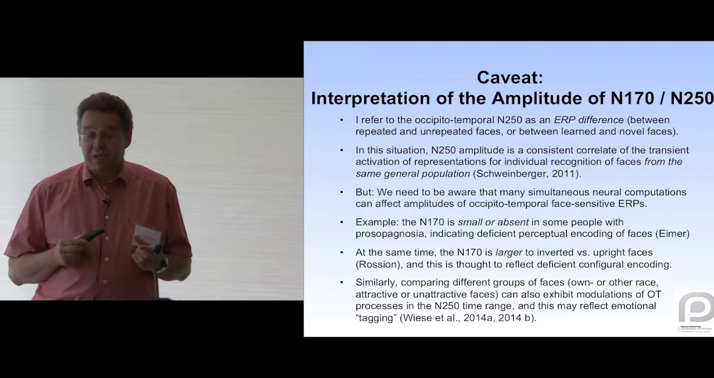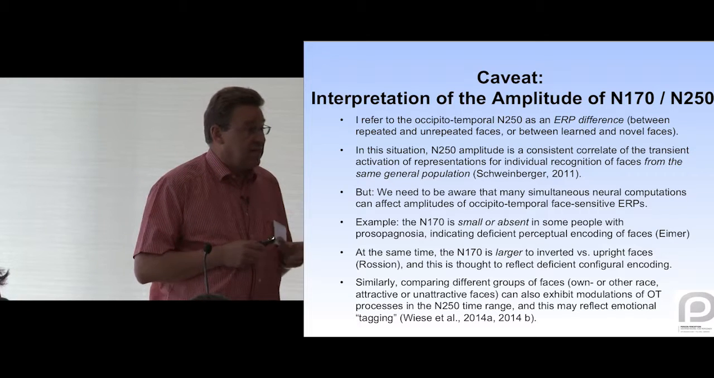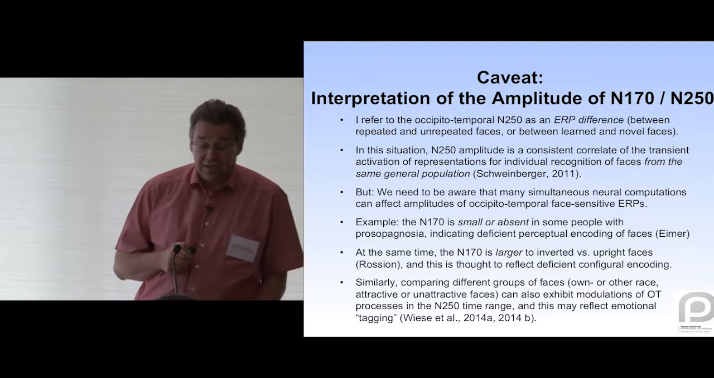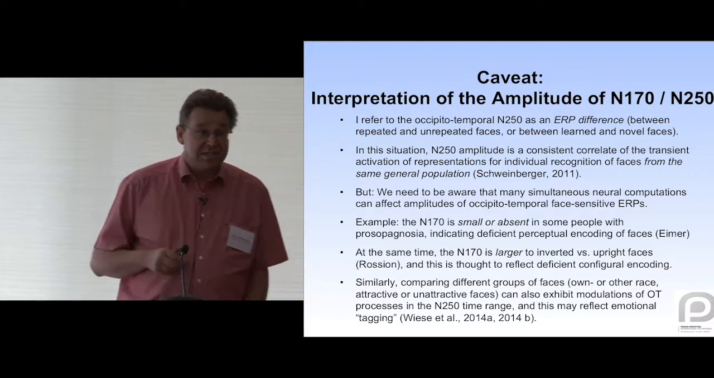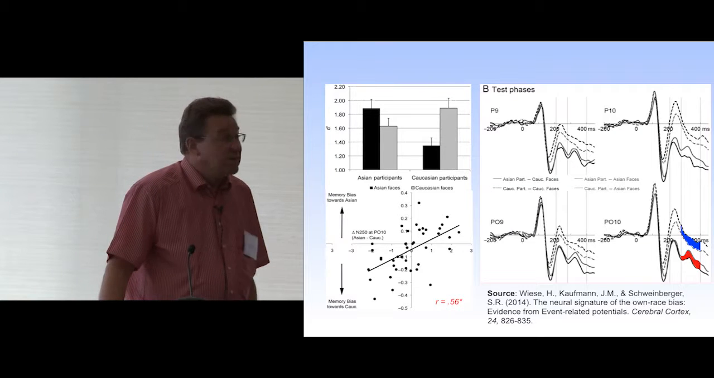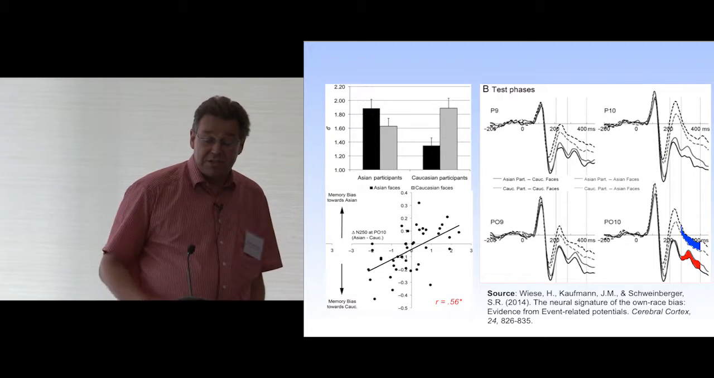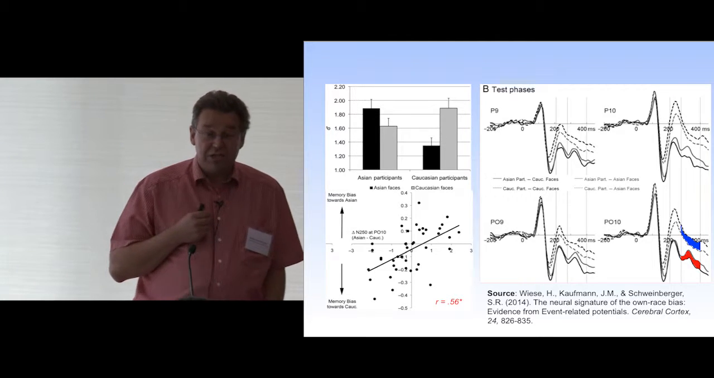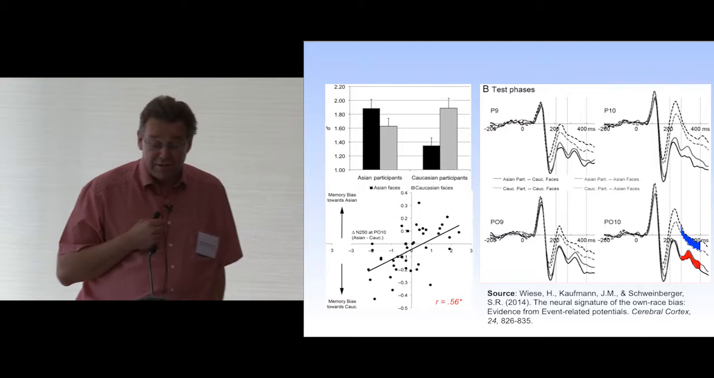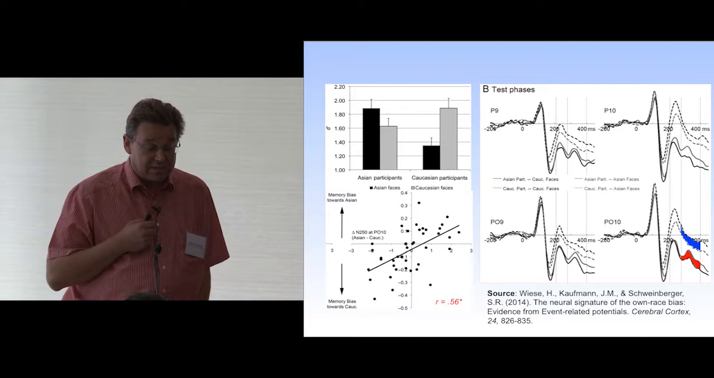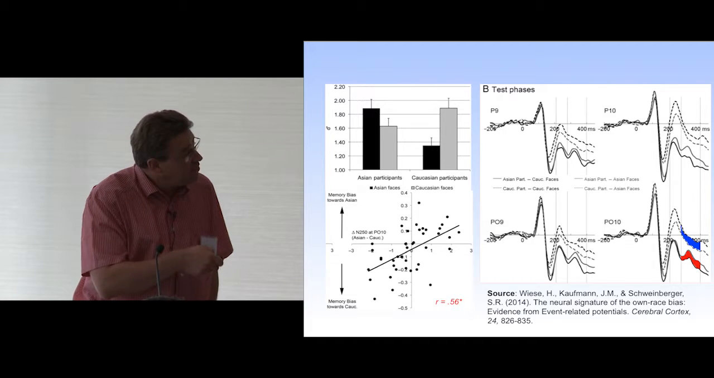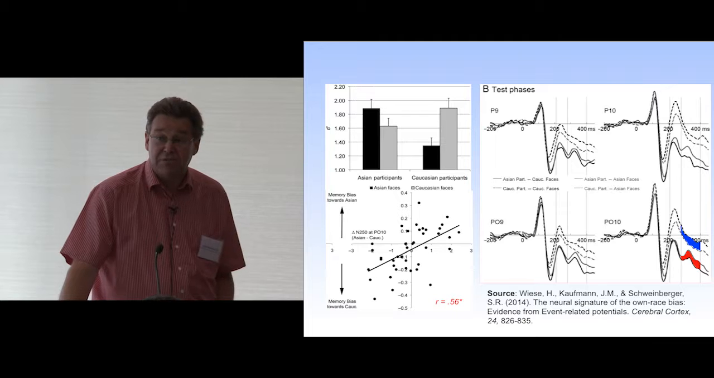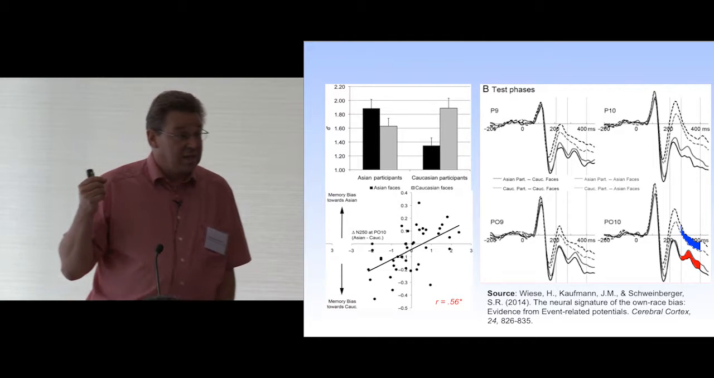but these modulations may reflect a different process, maybe something like emotional tagging, a process that can actually interfere with memory. So take this new paper from Holger Wiese on the own race bias as an example. This is a fully crossed design in which we tested 20 Asian and 20 Caucasian participants in an episodic memory paradigm with own race and other race faces. And in behavior, both these groups exhibited a substantial own race bias. They were better at recognizing faces from their own ethnicity.